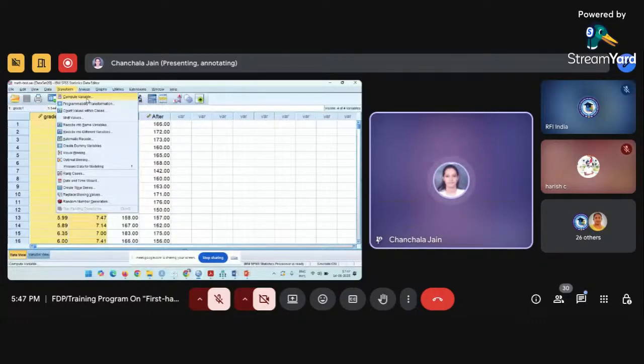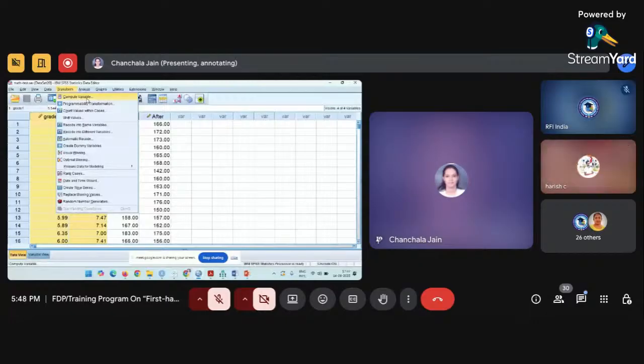Suppose I am writing the name as difference. It is up to you. If you want to write X, Y, Z, whatever name you want to give. I have given difference, some meaningful name. After that, I'm coming to the lower section where all the variables are listed. From here, I'm picking grade 1 and shifting it to the numeric expression box using the arrow key. Then from the calculator, I'm clicking on the minus. So I selected grade 1 minus, and then I'm shifting grade 2 into the numeric expression box. Done? Very simple, I hope.